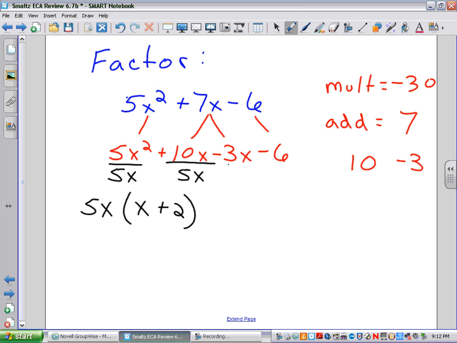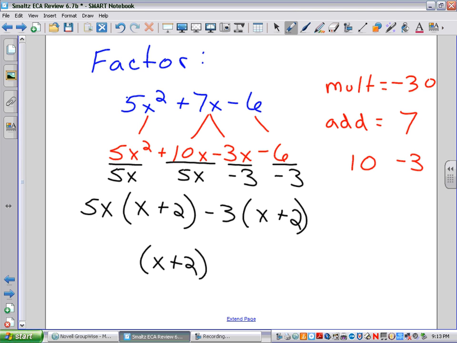What can I divide out of the next pair, or the third and fourth term? Looks like I can take out a negative 3. Negative 3 out front. What's left over? X, watch your sign, plus 2. Notice again, x plus 2, that's got to happen every time. So I have a common factor now of x plus 2. If I take those out, I'm left with the 5x and the negative 3. And now I'm done. There's my answer.